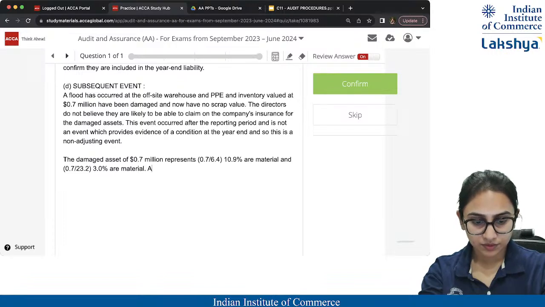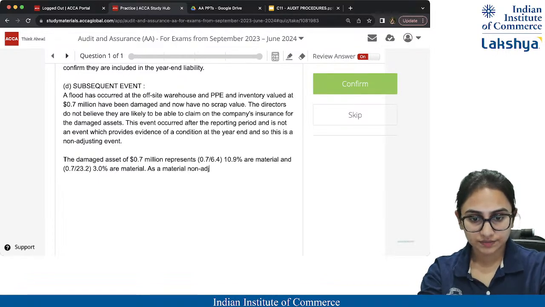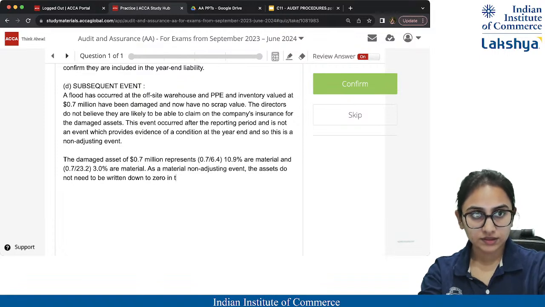So as a material non-adjusting event, the assets do not need to be written down to zero in this financial year.